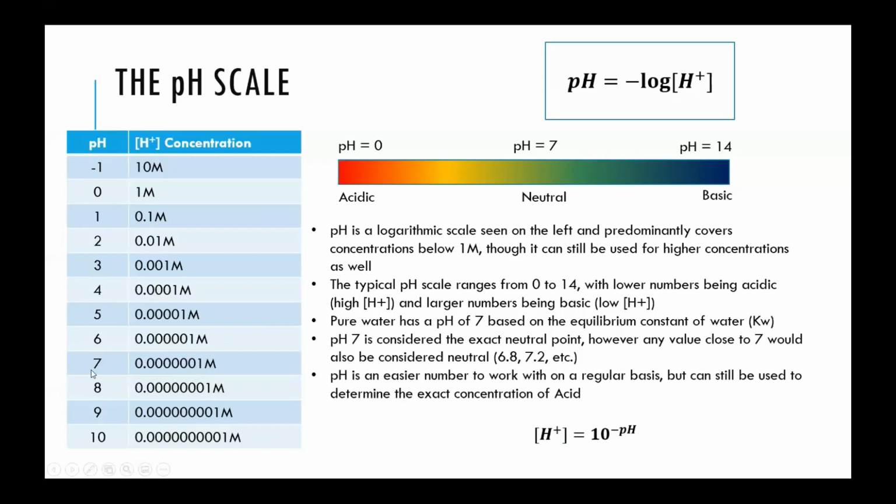Pure water has a pH of 7. This is considered neutral. Things that have a lower pH than 7 are acidic, and things that have a higher pH than 7 are basic, because the concentration of H+ is very low.